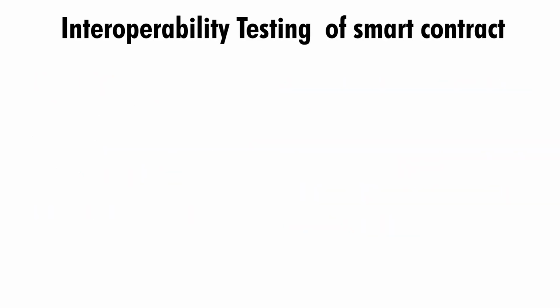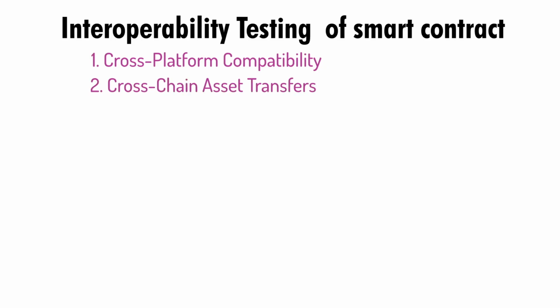Interoperability testing of a smart contract. Cross platform compatibility. Test the smart contract's compatibility across different blockchain platforms like Ethereum, Binance Smart Chain, Polkadot, etc., and verify that the contract can be deployed and interacted with on multiple platforms without any compatibility issue. Cross chain asset transfers. Test scenarios where assets or tokens are transferred between different blockchain networks using the smart contract. Verify that the contract handles cross-chain transfers accurately and securely, ensuring that the assets are transferred correctly between these chains.